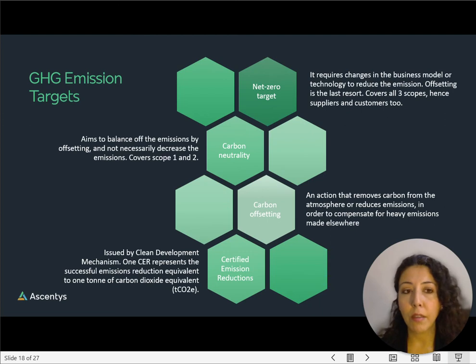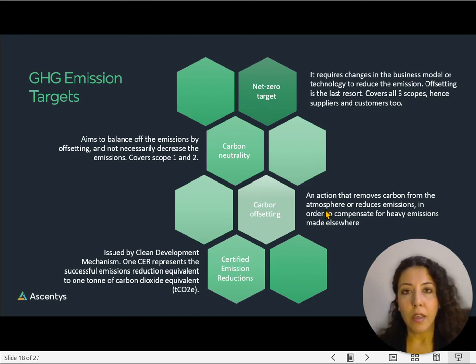Carbon neutrality, on the other hand, covers only the company's activities, so only Scope 1 and 2. It aims to balance off whatever is emitted and not necessarily decreasing the emissions at the beginning of the process.